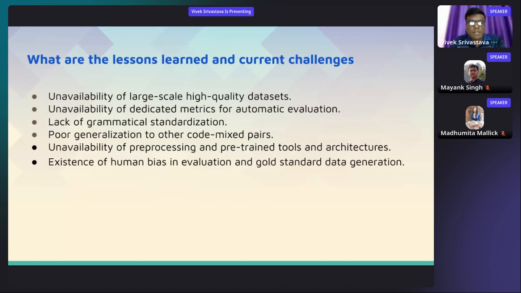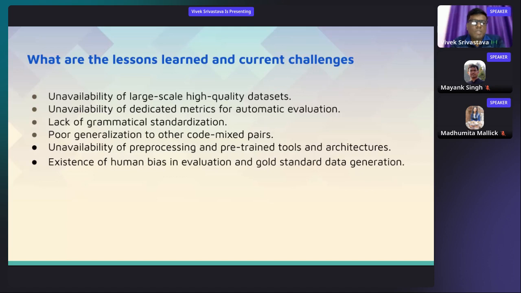So the various lessons that we learned is that there is a very high scale and availability of good quality data sets, and this is one area where I think people can really work upon if we want to see that there are systems that can address the problems of code mixing. So we need high quality data sets at very large scale. We need metrics which are very specifically dedicated for code mixing, and not something which is very widely used in monolingual setup, because we have different constraints with the code mixing languages, right? So these metrics will not perform that great in this scenario.